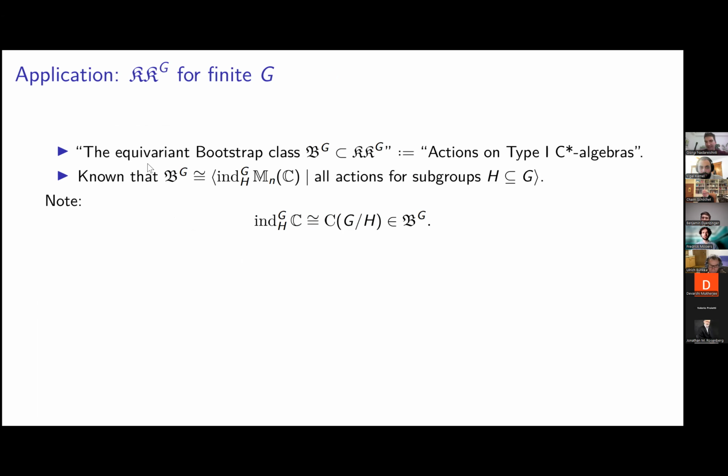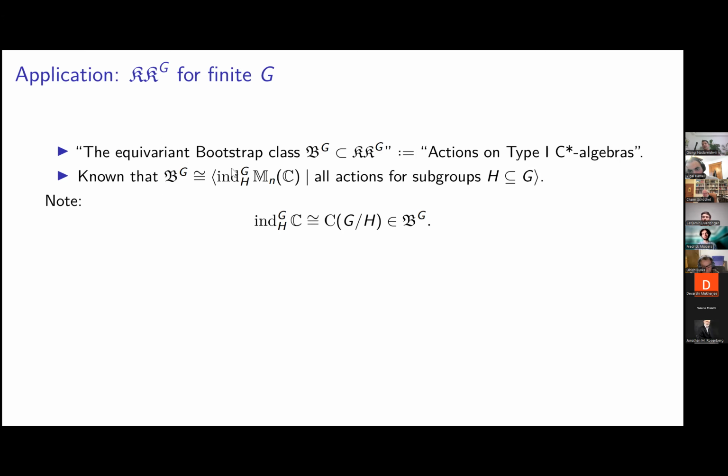So again, as I said, the game is that you have some class of C-star algebras that you want to do something about. And the class that is relevant here, the equivariant bootstrap class, so-called BG, I will denote, is actions on type 1 C-star algebras. So G actions on type 1 C-star algebras. This is what I want to classify basically. And it is a well-known fact, you might also be aware, that this BG inside KKG is generated by induced C-star algebras from matrix algebras.